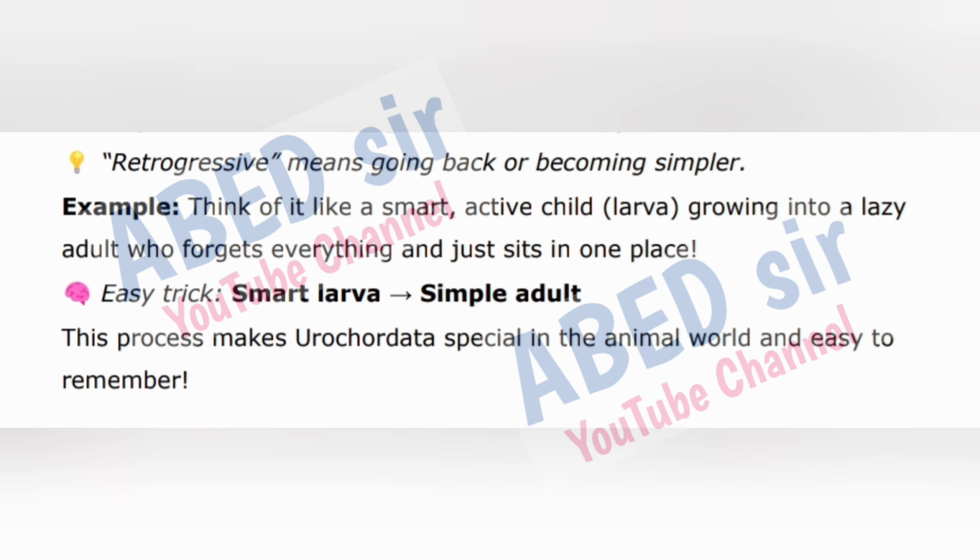Example, think of it like a smart, active child, larva, growing into a lazy adult who forgets everything and just sits in one place. Easy trick: smart larva, simple adult. This process makes urochordata special in the animal world and easy to remember.